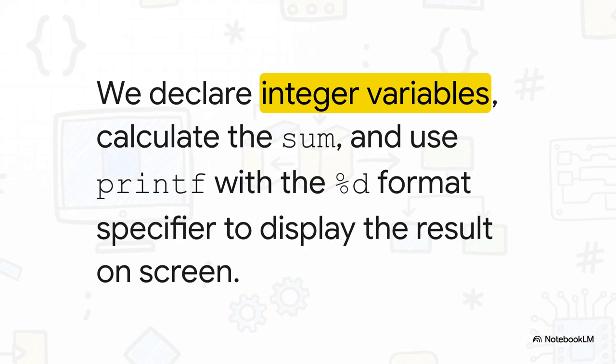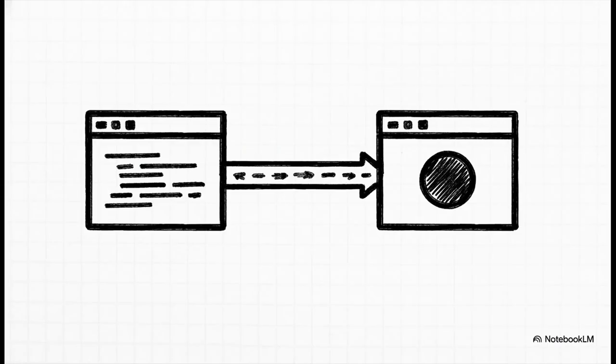Finally, printf displays the result. That %d is just a placeholder that tells the program, hey, put an integer value right here. And boom, there it is. The program runs, adds 10 and 20, and prints sum equals 30. Simple, right? This direct link between our code and what we see on the screen is the heart of programming.